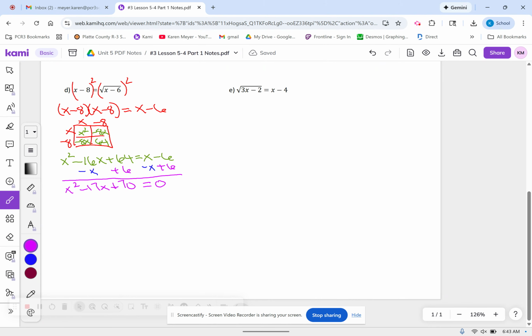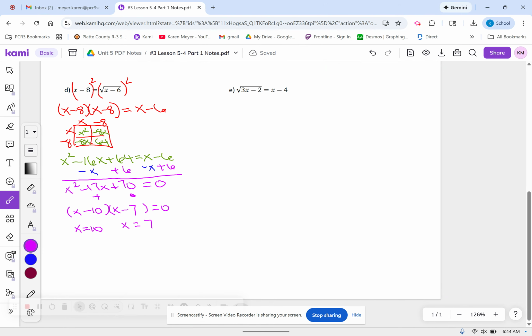And then we get to fast factor because it's a 1x squared. So what multiplies for positive 70 that adds for negative 17? And hopefully everybody goes, oh, I know, that would be a negative 10 and a negative 7. Now remember, after you've factored it, when you're solving, you're going to flip the signs. So you're going to say x equals positive 10 and x equals positive 7.